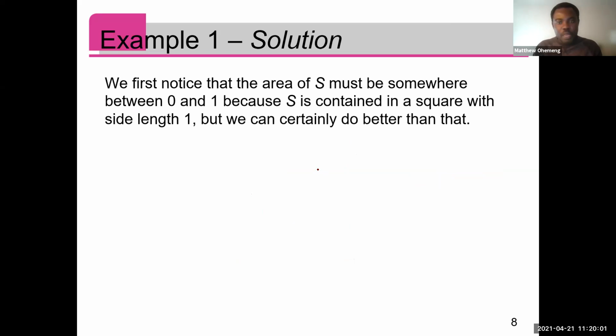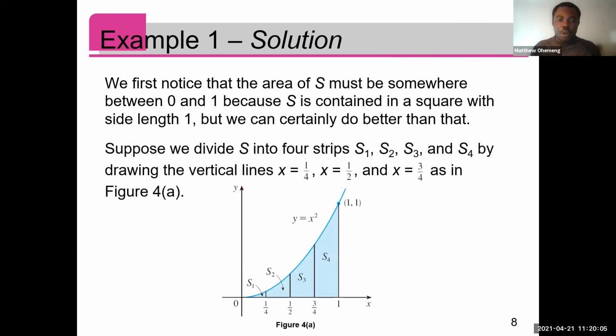But we can do way better than that, right? Well, what we are going to do is divide this area into 4 strips. So the S area, which is the total area, has been decomposed into 4 areas: S1, S2, S3, S4. That's what we are calling them.